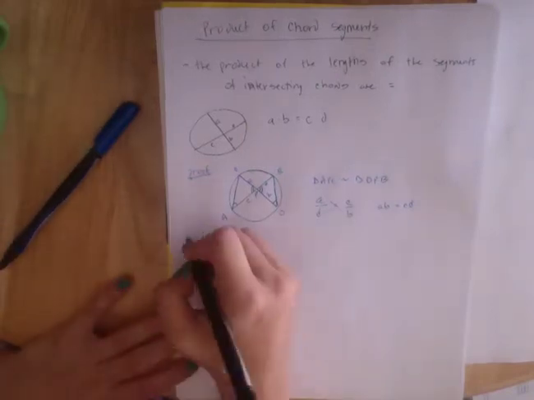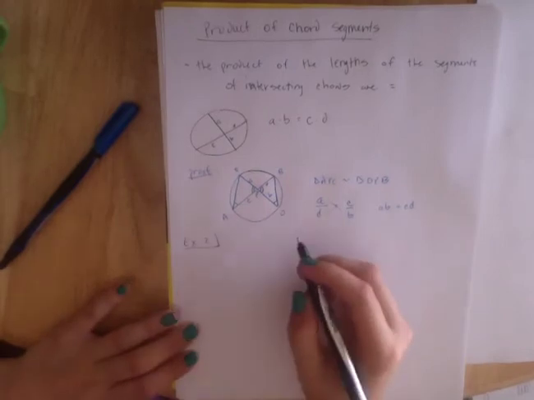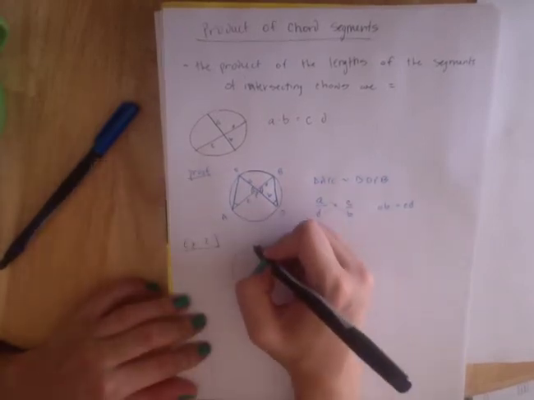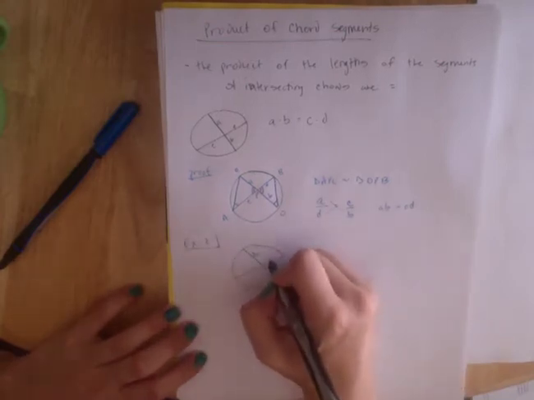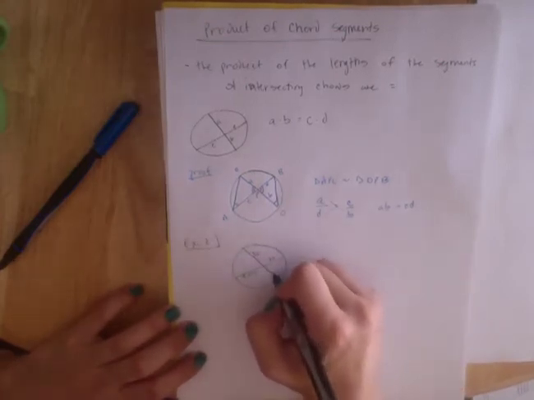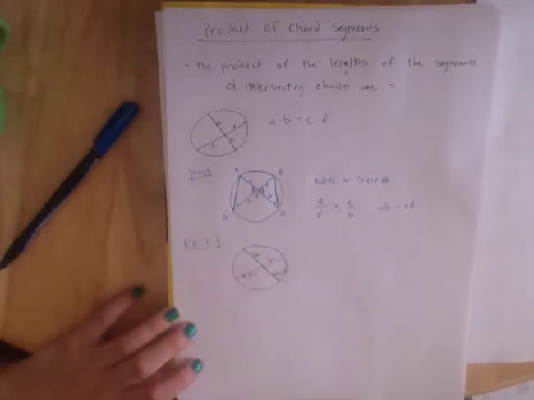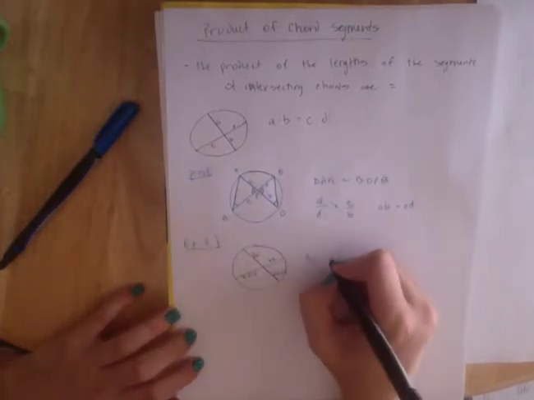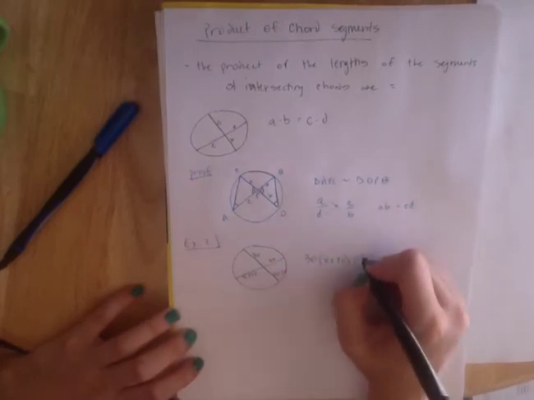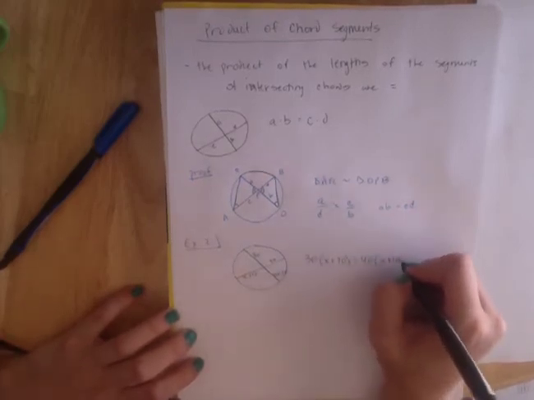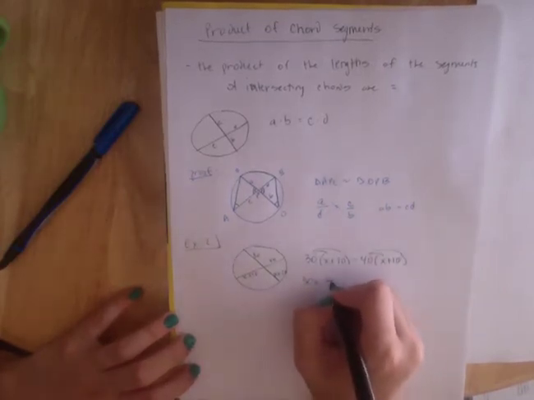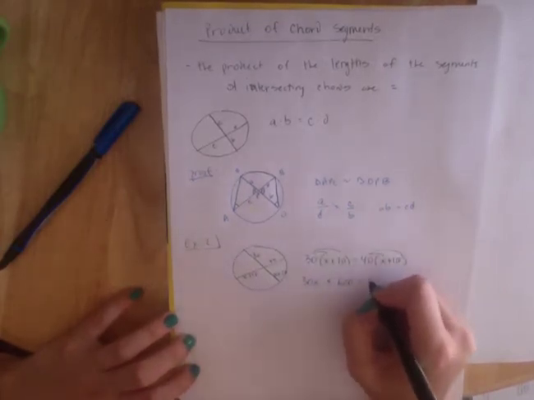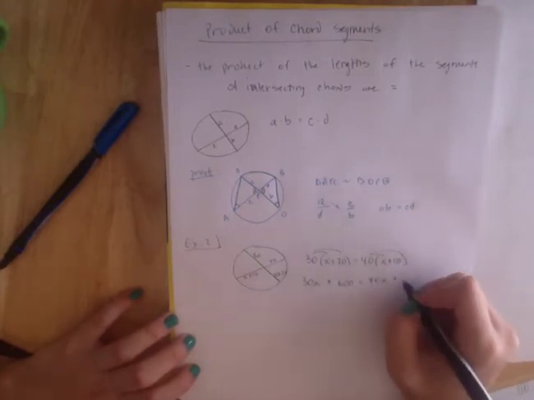Okay, and let's do an example. If I have a circle and I have my two chords, 30, 40, x plus 10, x plus 20. So I know my product, 30 times x plus 20, is 40 times x plus 10. Okay, I distribute my 30, I distribute my 40. So 30x plus 600 equals 40x plus 400.